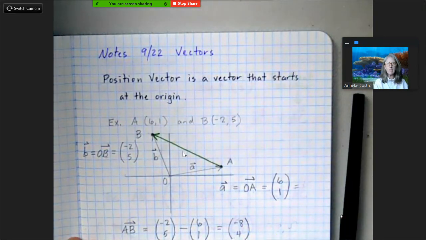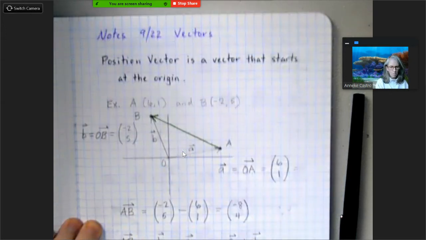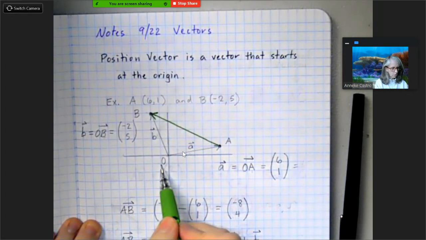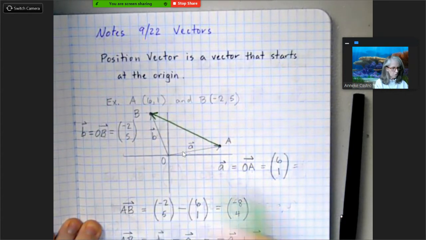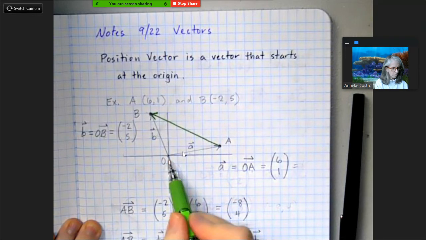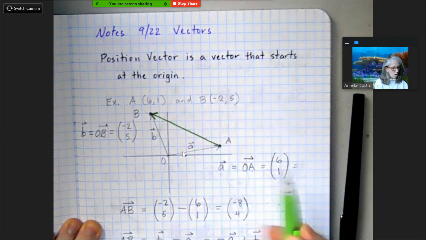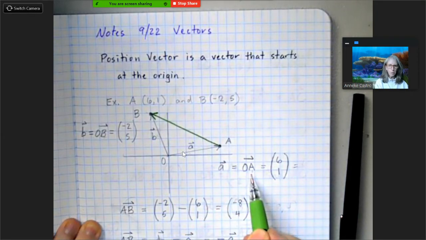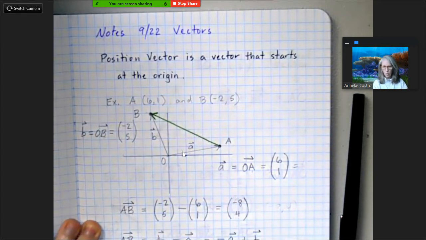We started talking about what is a position vector. A position vector is a vector that starts at the origin. The origin, we call it letter O. So if you have a vector starting from letter O, for example OA, going from point O to point A, we call that a position vector. So it has some relationship to the origin.